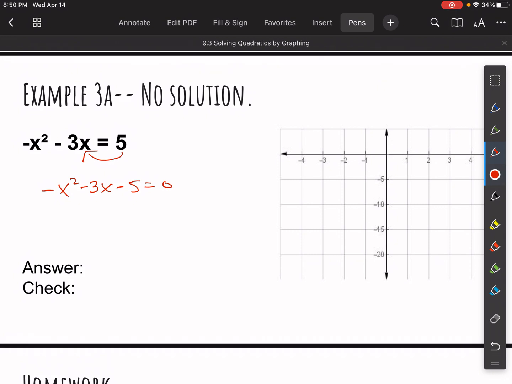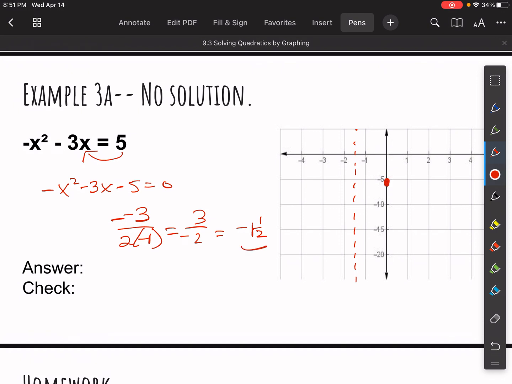Okay, so to solve this, what I need to do is find my axis of symmetry. So my axis of symmetry is at negative 3 over 2 times negative 1, which is equal to 3 over negative 2, which is equal to negative 1.5. So at negative 1.5, I have symmetry. I also know that my x-axis was being crossed at negative 5. Okay, so I have to find my vertex, right?